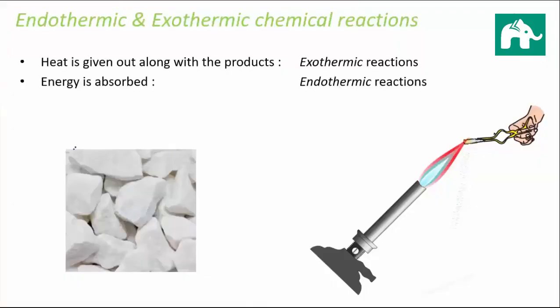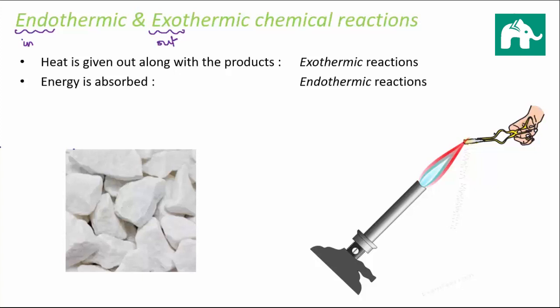Now, even before we talk about them, just understand the meaning of these words. Endo means inside. Exo means outside. Thermic, thermo means heat. Now, when heat is given out, that is exothermic reactions. When heat is taken in or heat energy is absorbed, that is endothermic reaction. Pretty simple. Endo is in, heat taken in, that is endothermic. Exo is out, heat given out, that is exothermic. So these are the 2 types of reactions.